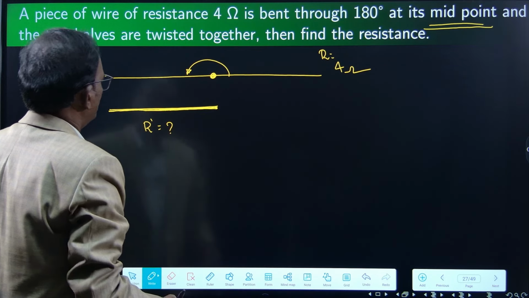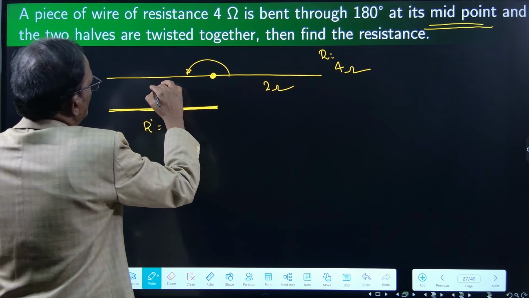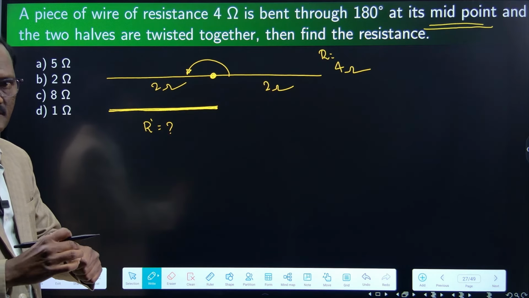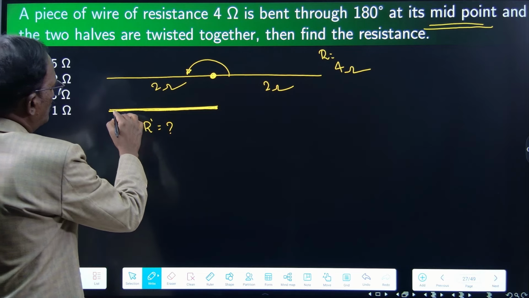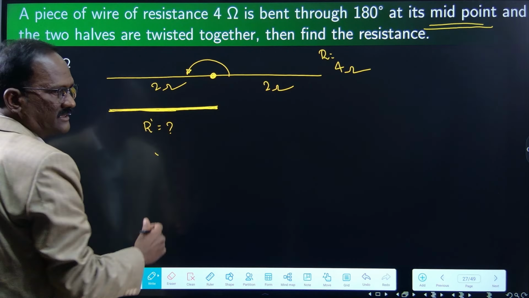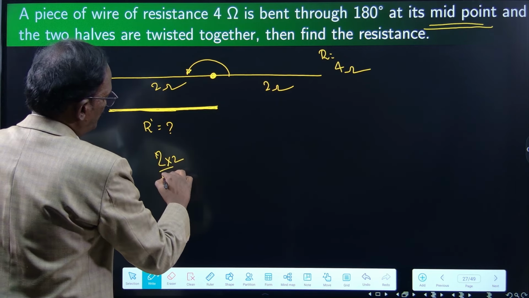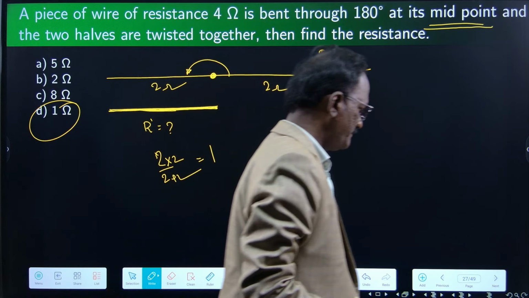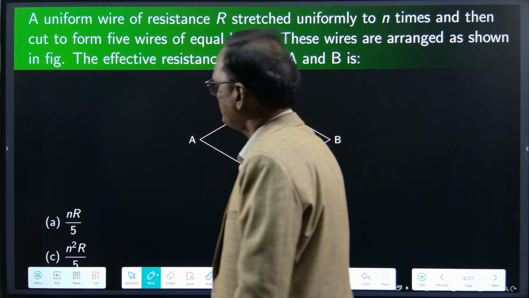It is bent through it, right? That means the two halves will have equal values, 2 ohms and 2 ohms. Then they are bent together. The two halves are twisted together, right? Then 2 and 2, they are joined and made as a single wire. That means they are now in parallel. 2 into 2 divided by 2 plus 2, 1 ohm. 1 ohm is the answer. Right? Easy one. Next problem.